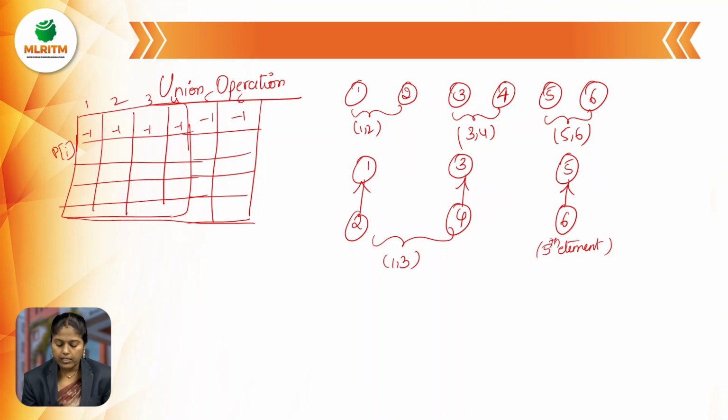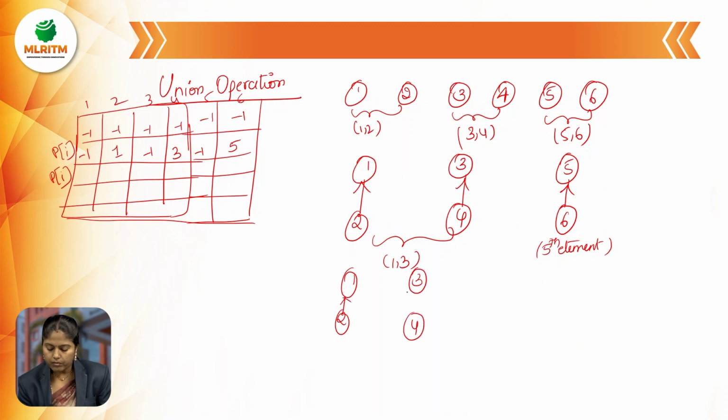the table. In the next step, for element 2, what is the parent node of 2 here? That is 1. What is the parent node of 4 here? That is 3. What is the parent node of 6 here? That is 5. And all the remaining elements we can take as -1 only. In the next step, again you have to combine these two particular elements, that is 1, 2, 3, 4.